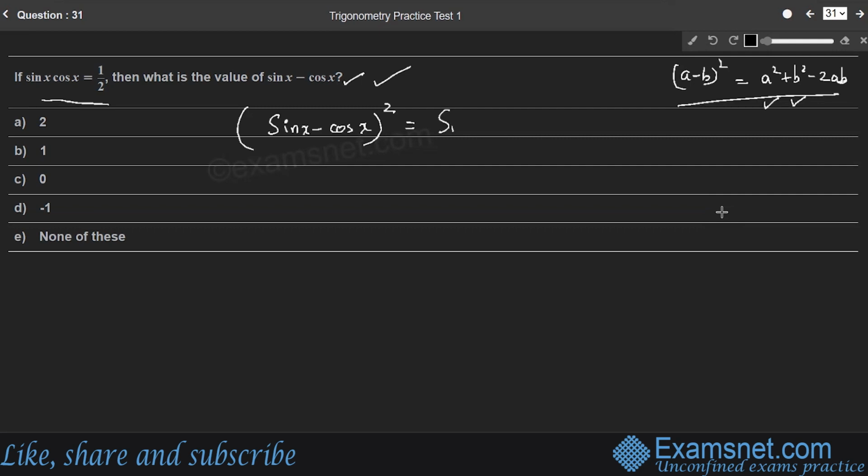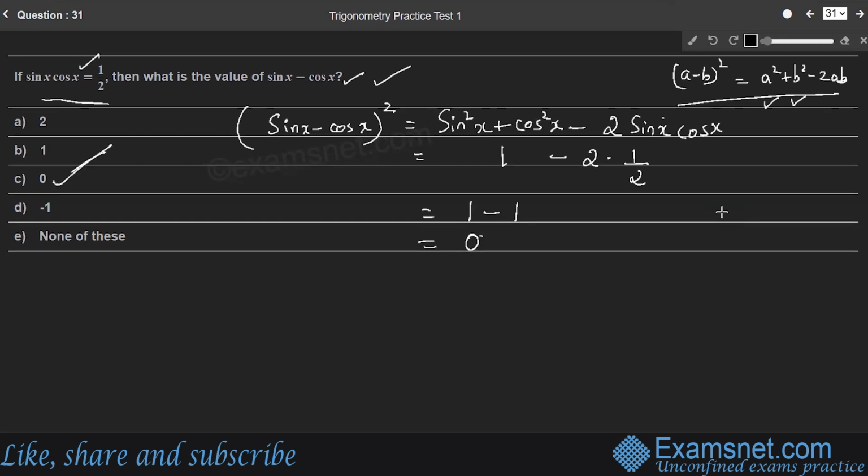Sine square x plus cos square x is equal to 1, right? So minus 2 sin x cos x. Since sin x into cos x value is already given, right? So sin square x plus cos square x is 1 minus 2 into sin x into cos x is 1 by 2. Therefore, we have 1 minus 1 which is equal to 0 as the final answer. So option C is the right answer.